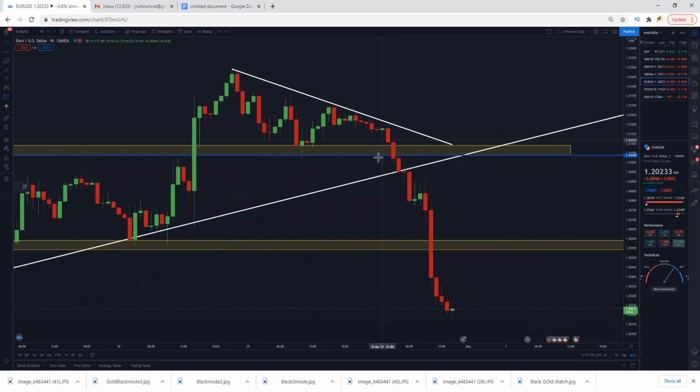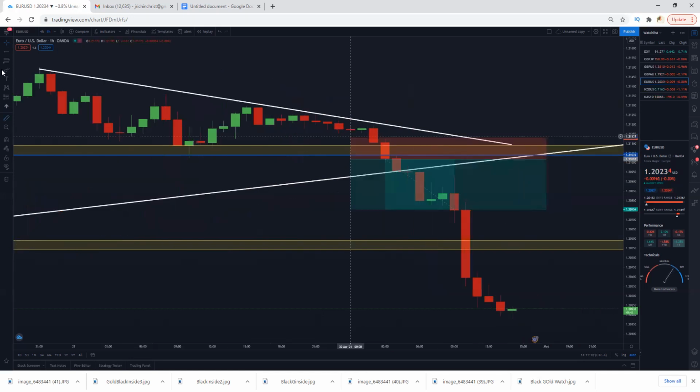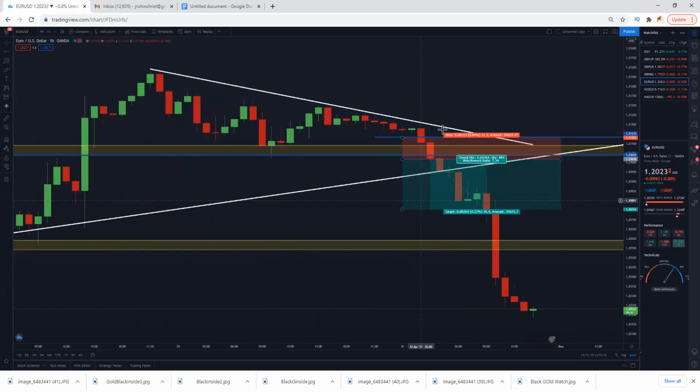I shorted it right here, where I put my stop loss right here. Oh Johnny, man, that's a tight stop loss. Look, if it wicks me out, it wicks me out. That is an 11 pip stop loss. Now, why is my stop loss right here? Because I know that if the market comes back up and wicks me out, the trade is invalid.